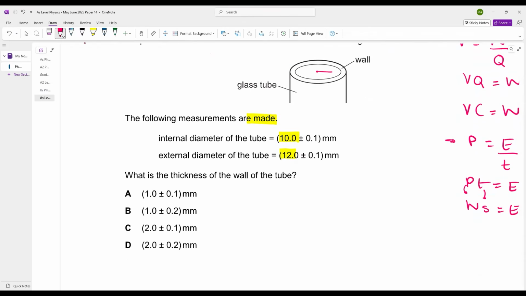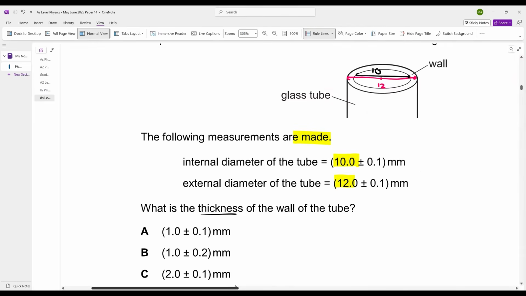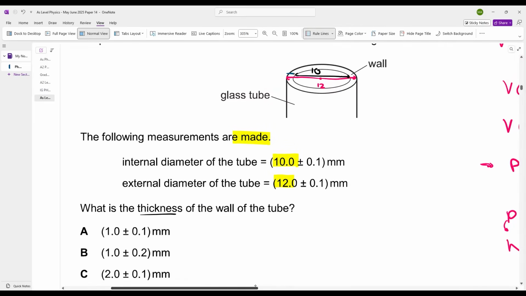बेटा ये जो आपका एक्सटर्नल डायमीटर है ना, ये पूरी चीज, दिस इज व्हाट? 12. And your internal diameter, that is this thing, is 10. Okay. What do you have to calculate? You have to calculate the thickness of the wall. Let me zoom in. You have to calculate this thickness of the wall. How will you do that?